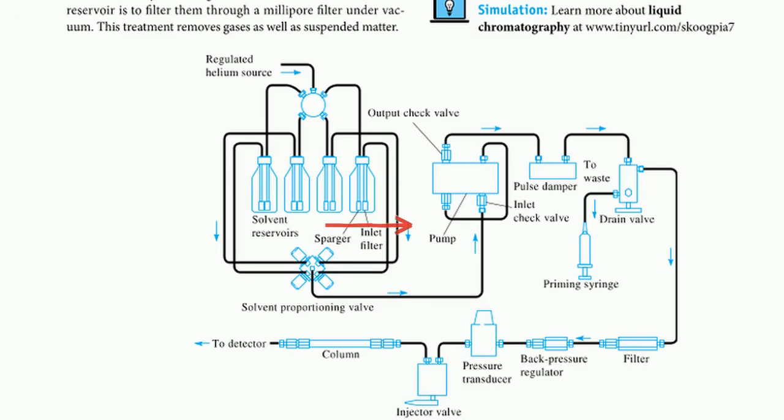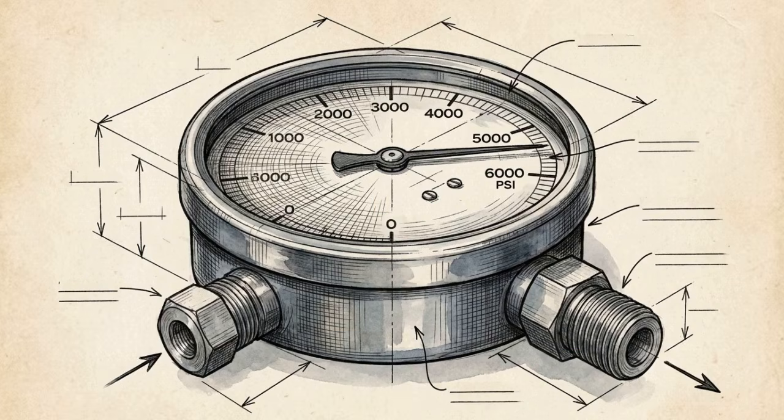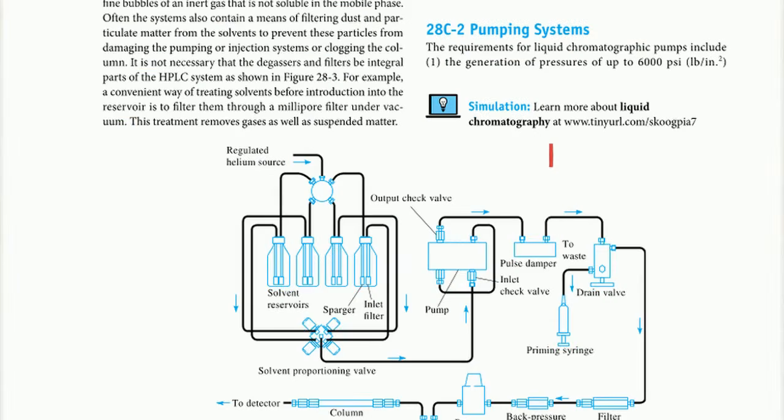Once clean, the mobile phase enters the reciprocating pump. The packing material inside the analytical column is incredibly dense. To force liquid through that kind of physical resistance, this pump generates severe pressures, routinely up to 6,000 psi. The pulse damper then smooths out the mechanical strokes to ensure the flow remains perfectly steady.